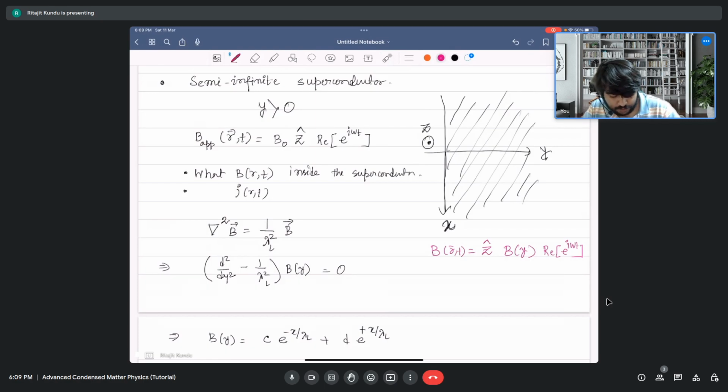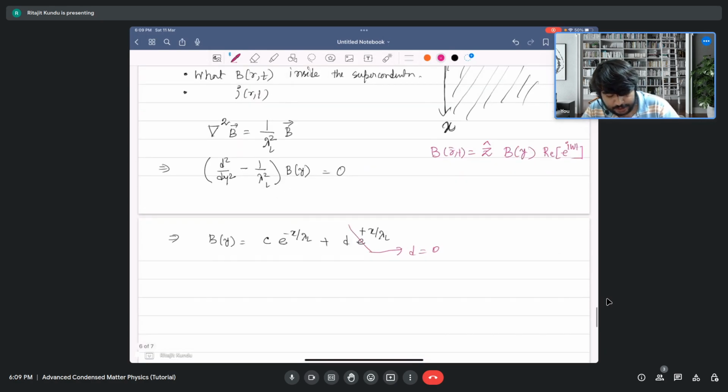So from a physical point of view, we will set this to be 0. We will set d to be 0. So then the solution has only this C part. So B is given by only, not X, it is Y. B is given by C e to the power minus y by lambda L.